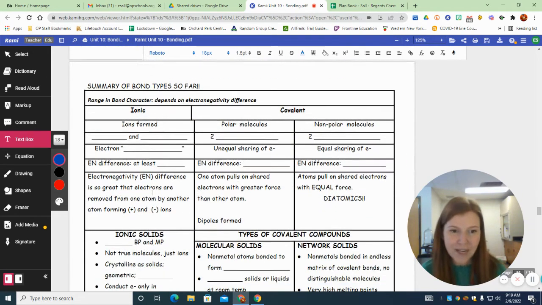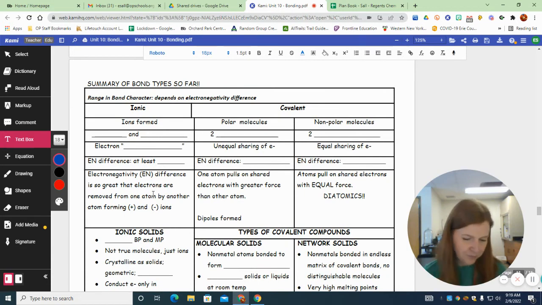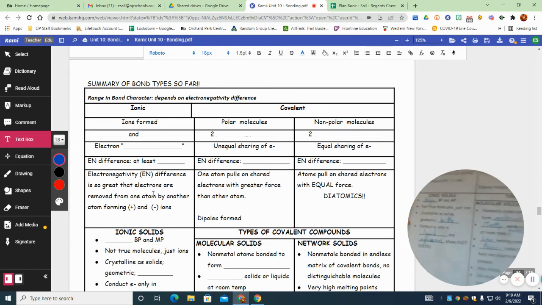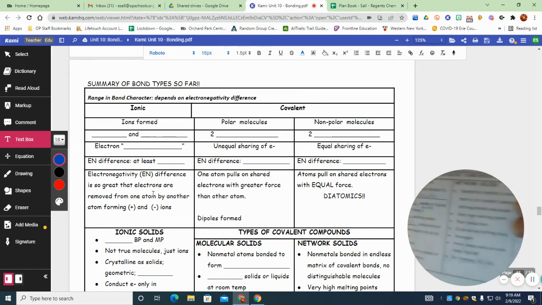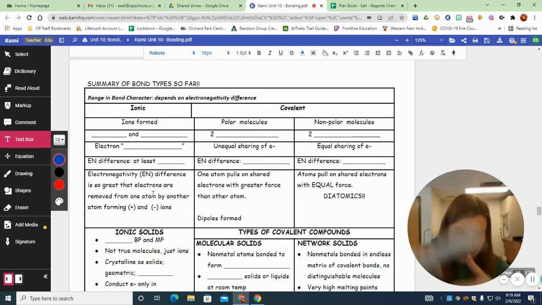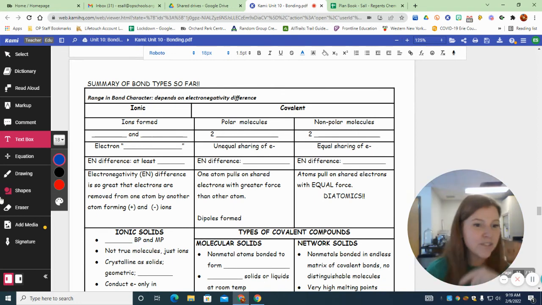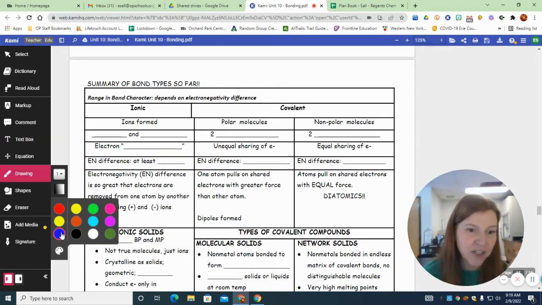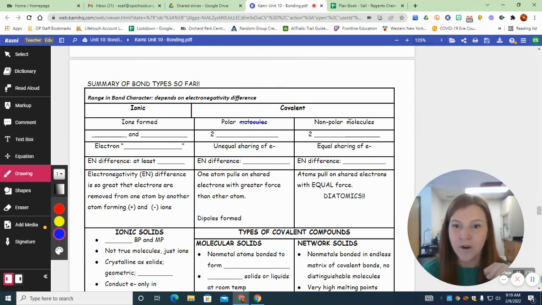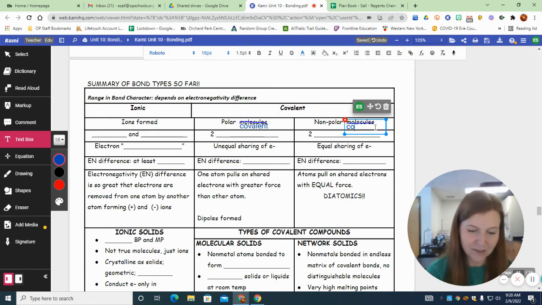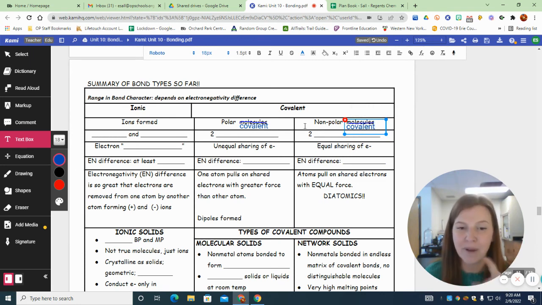So we filled out part of this chart already. We already did the ionic, see it in the corner there. We already kind of talked about the molecular and network solids. What I'm going to fill in now is this top part where it says covalent. The first thing I'm going to do is change the terminology here because that's a typo. Where it says polar molecule, nonpolar molecule, I want you to cross that out and replace it with polar covalent and nonpolar covalent. Okay, when we're talking about bonds.